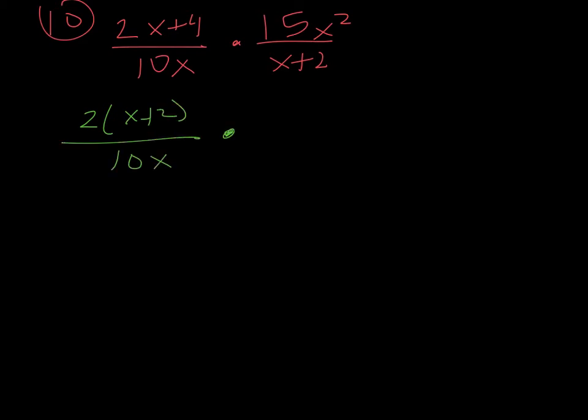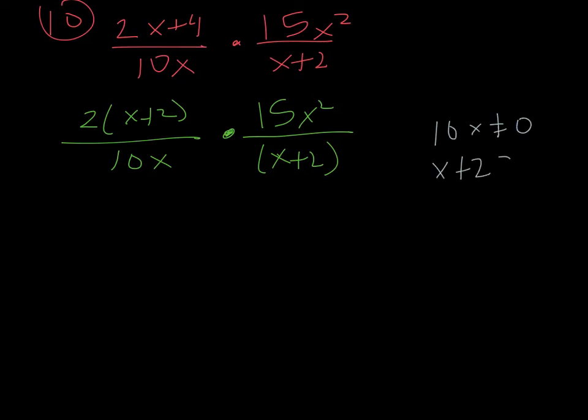I'm multiplying, so I'm not going to be flipping my fraction. 15x squared. And I'm going to just write this in parentheses, though it doesn't really have to be. But now I have 2 domain restrictions. I have 10x cannot equal 0. And I have x plus 2 cannot equal 0.